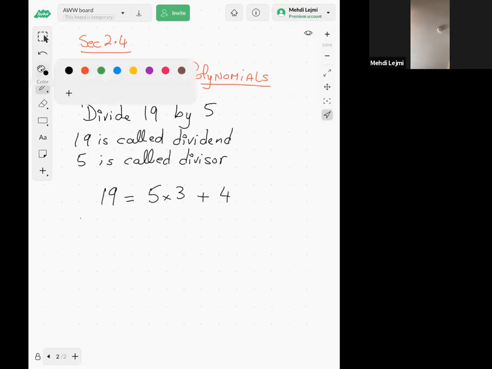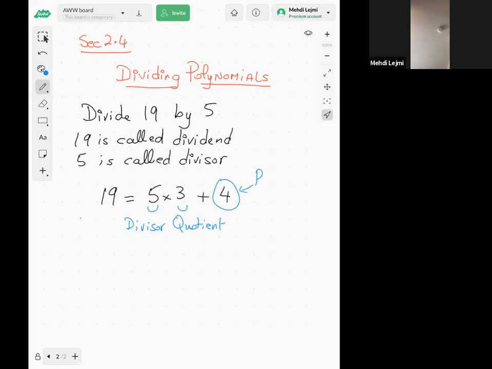So your 5 is the divisor. 5 times 3, that's 15, plus 4. So that's your divisor. The 3 is the quotient, and we are left with 4. So the 4, of course, is called the remainder. All right.